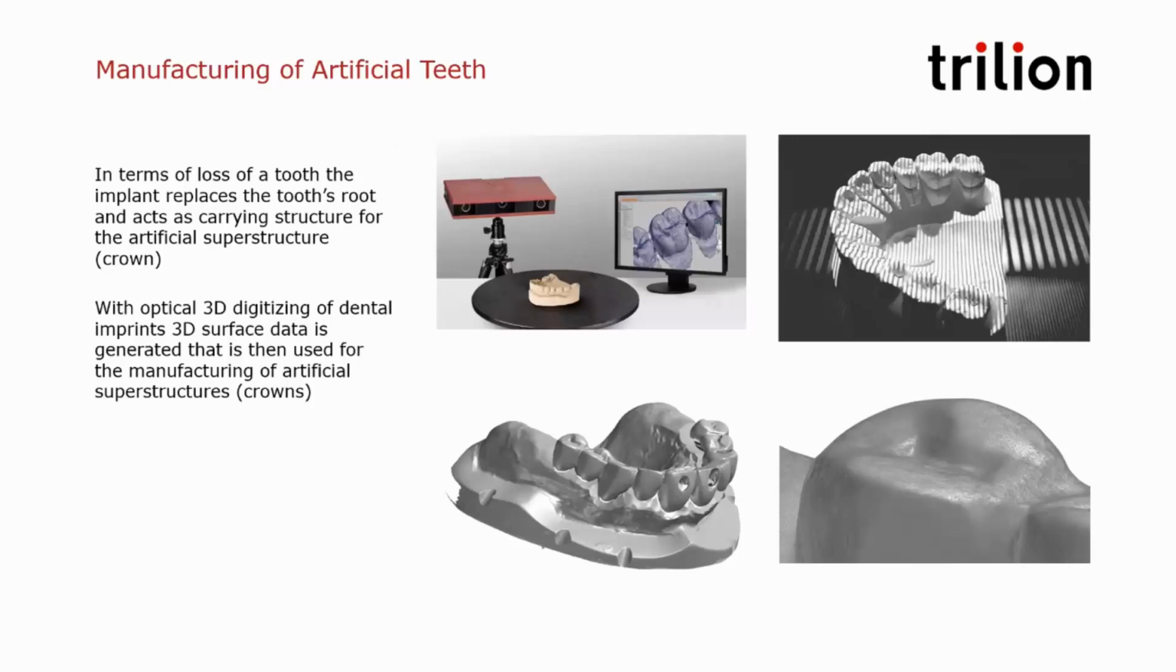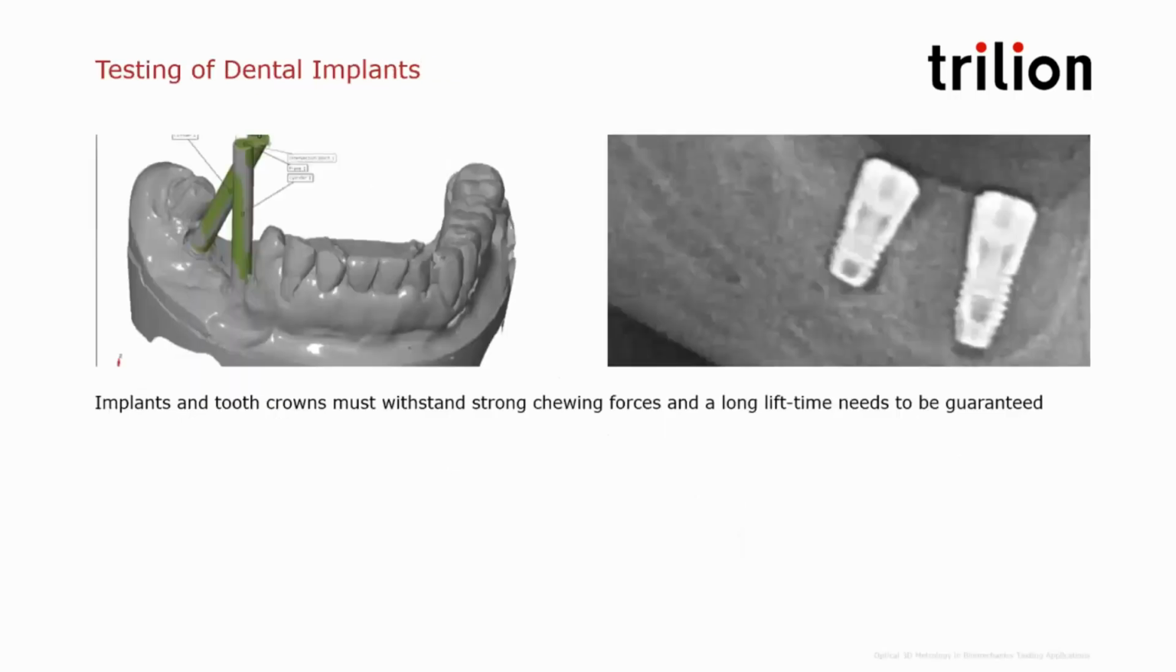If you've ever had this happen to you, the word crown can just send shivers down your spine. With our technology, we can digitize the dental imprint as 3D surface data for the production of that crown. You can take a look at the bottom right there of that dense surface mesh that can resemble your tooth as best as possible. When considering the implant and the crown, there's a long-term durability that needs to be considered.